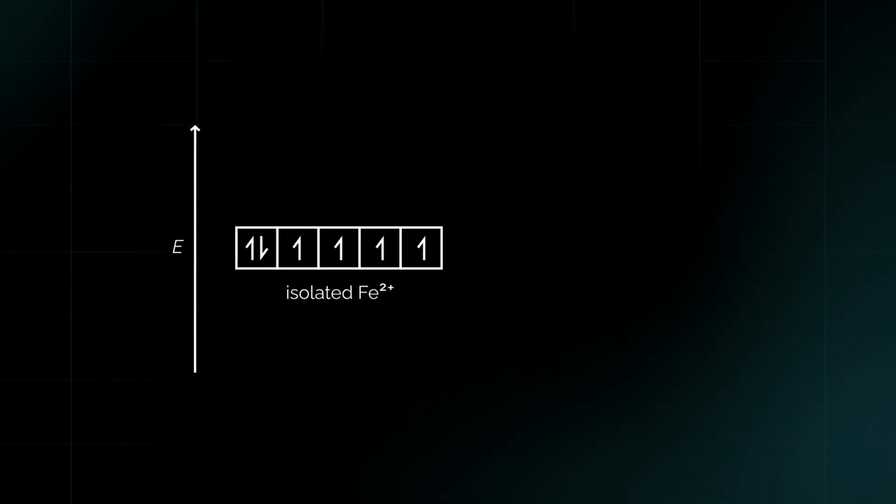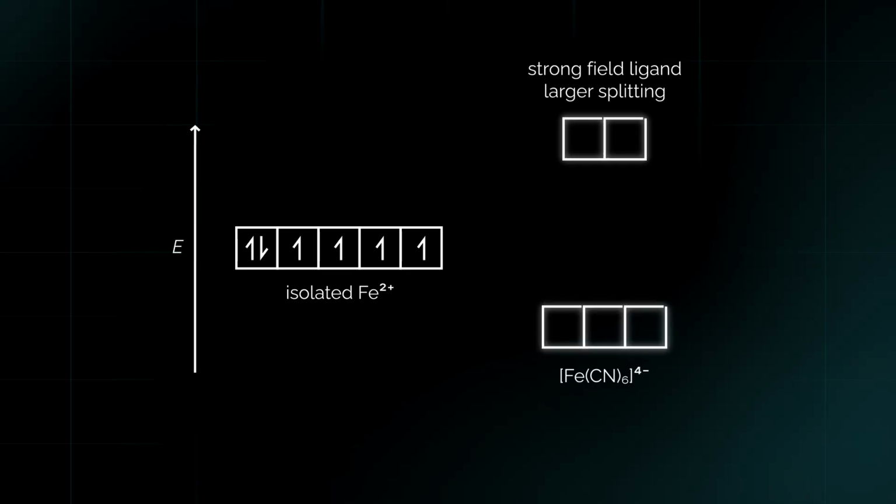When iron 2+ is surrounded by ligands, its d orbitals split. This leads to two different ways the electrons can fill. With strong field ligands like cyanide, the gap is large. Electrons fill the lowest energy orbitals first, even if they have to pair up. We call this a low spin configuration because paired electrons cancel each other's spins.